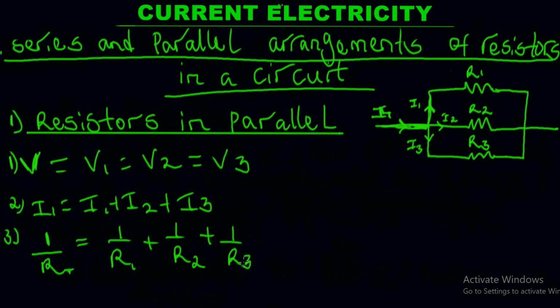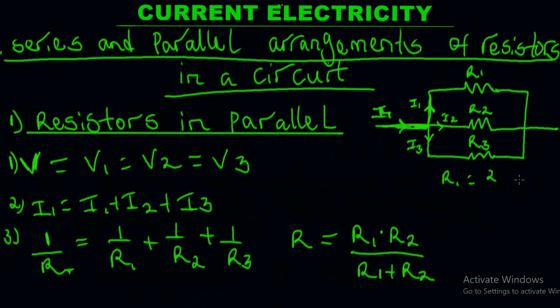If we're having just 2 resistors, there's a shortcut, a formula you could use. To get the effective resistance, R is given as R1 times R2 over R1 plus R2. This is the formula you use if it was just 2 resistors you're dealing with. So take for instance, R1 was 2 ohms and R2 was 3 ohms. We just do 2 times 3 over 2 plus 3, and this will give you 6 over 5.